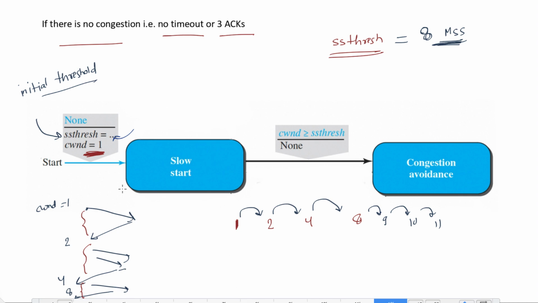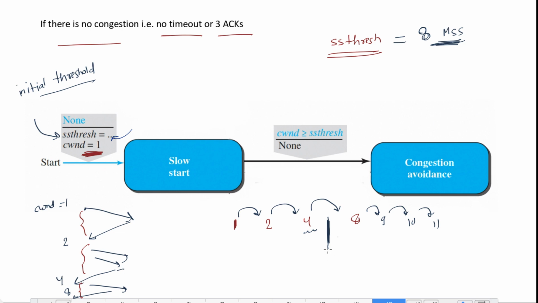So this is the case when you do not have any congestion, but there might be some congestion. Let's suppose you have sent 4 packets, and for one of the packets you are not receiving the acknowledgement. Then what will you do? You may have received a timeout, or you may have received 3 ACKs. If there is some congestion, then obviously you can't increase this 4 to 8. So what to do?